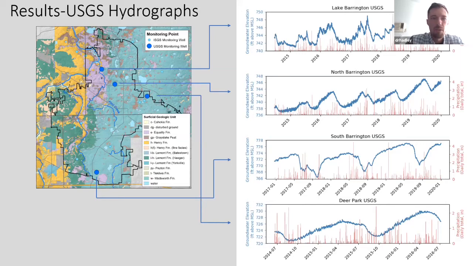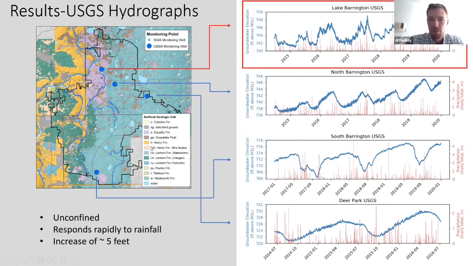And there's 4 dots on the map because one of the locations moved through time. So there used to be one at Deer Park, and then that was moved to South Barrington. So let's just go through them one by one. The first one here is the Lake Barrington monitoring well. And this is in an area where the aquifer is very close, if not at land surface. And so we call that unconfined, and it responds quite rapidly to rainfall.